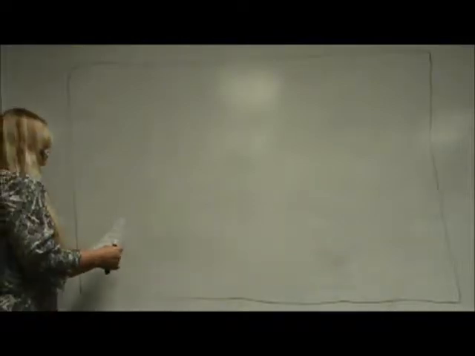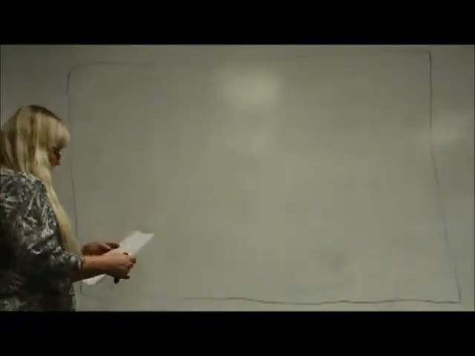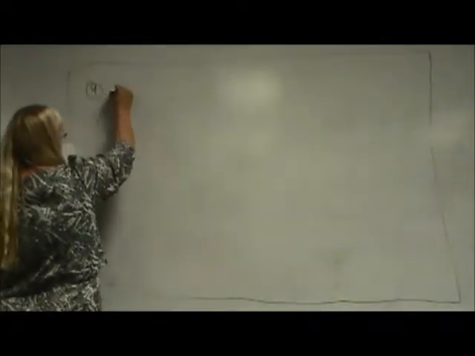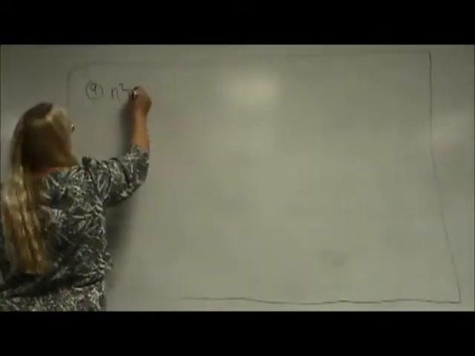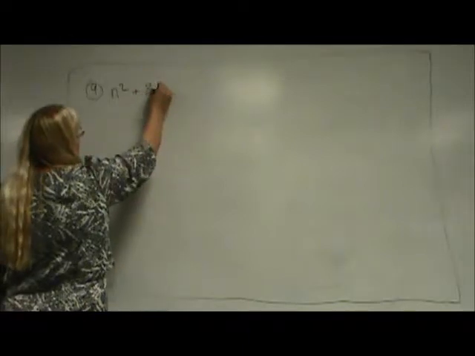Part 3, test review, accelerated geometry, advanced algebra. Solve each equation by factoring. So we're on number 9, and 9 says n squared plus 8n equals 0.